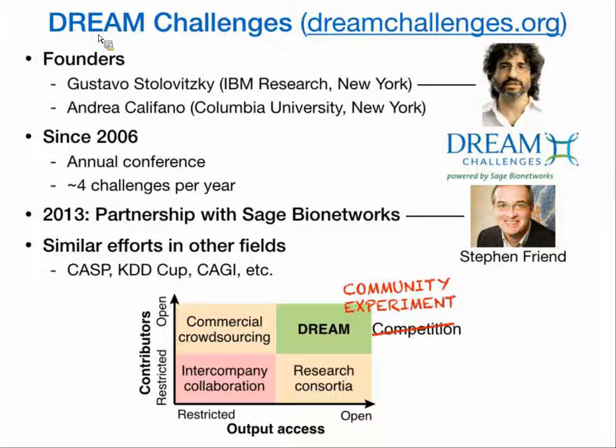The DREAM initiative was founded by Gustavo and Andrea back in 2006. Gustavo was the main driver over these years. In 2013, there was big momentum with Sage Bionetworks joining. Stephen Friend is the leader there. He has now joined Apple, but he was the president and founder of Sage Bionetworks, and they developed Synapse, a collaborative platform that is now used to run these challenges, and also brought a lot of very great data for these challenges.